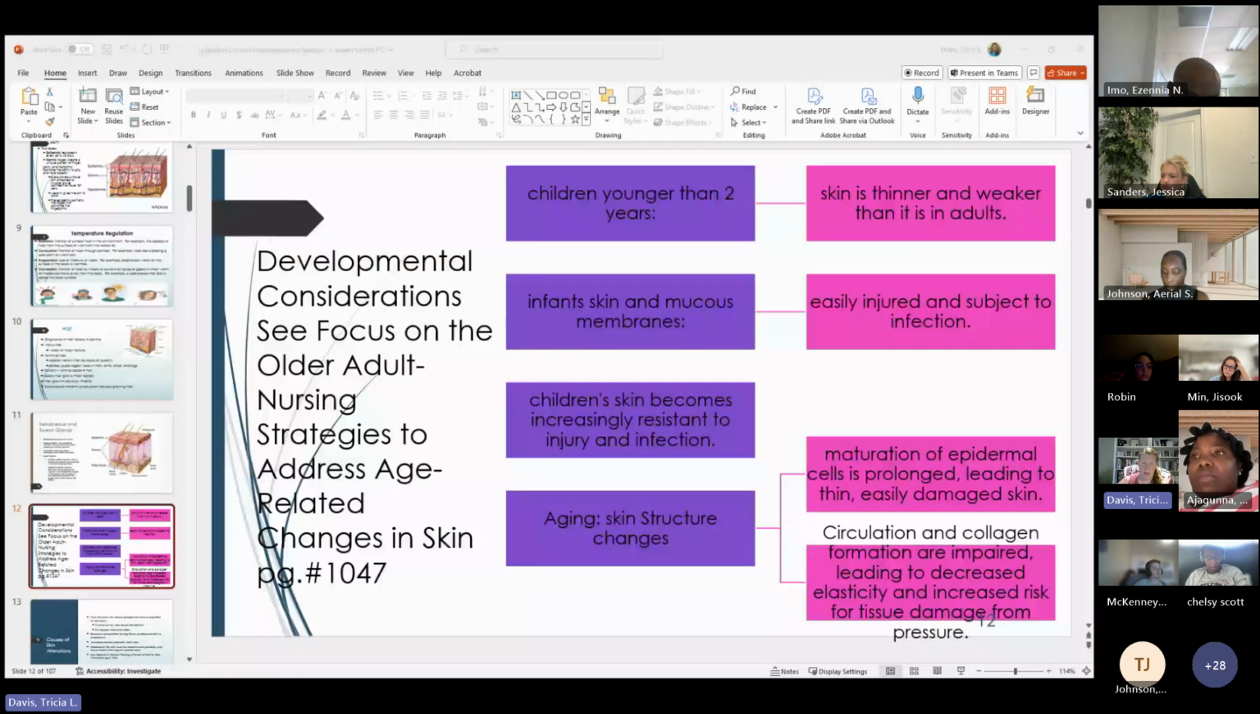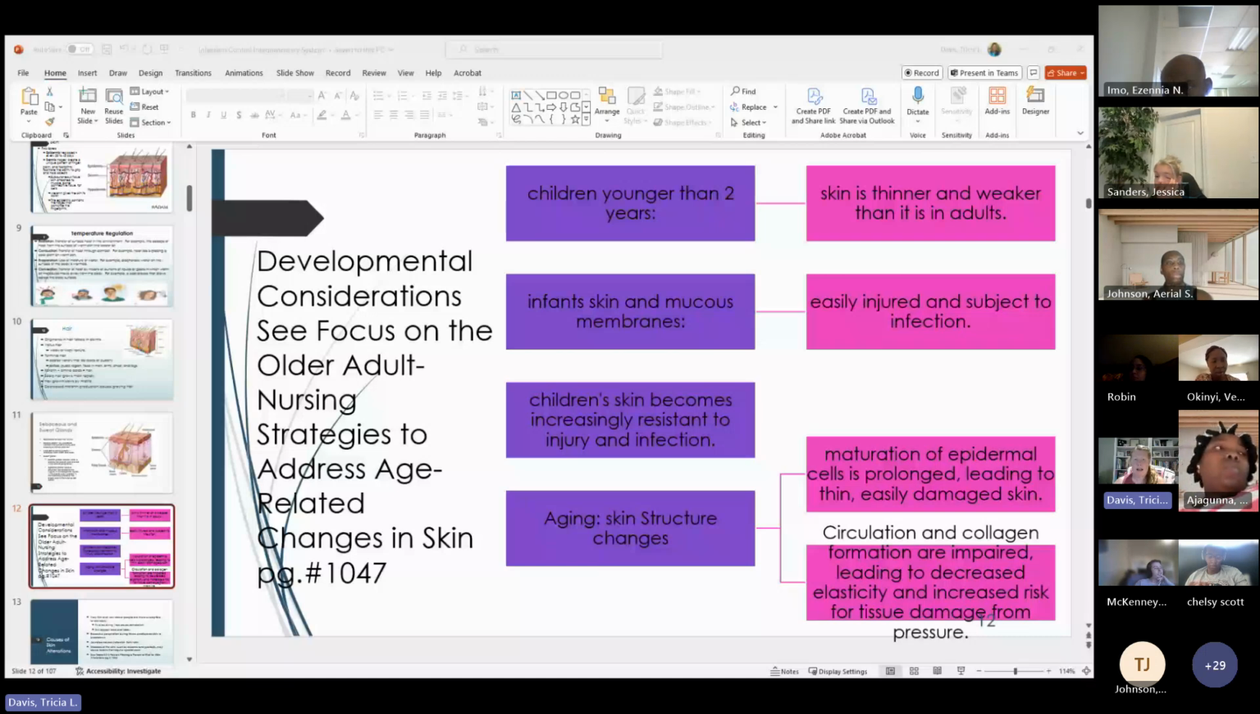So what are some of our developmental considerations that we need to think about? Thinking about those younger children, those kids that are less than 2 years old, their skin is thinner and weaker than it is when they become adults through midlife. Infant skin and mucous membranes can be very, very easily injured. Anytime we have a break in skin, we're worried about an infection. Children's skin becomes increasingly resistant to injury and infection. As they get older and more things start to develop along with their immune system, they create this nice barrier that prevents them from developing as many infections.